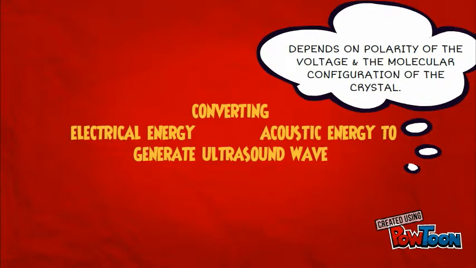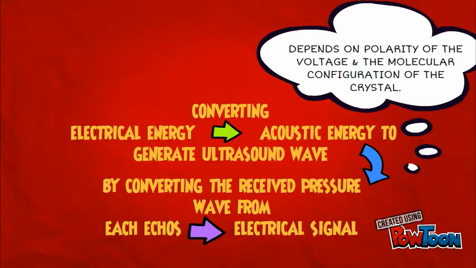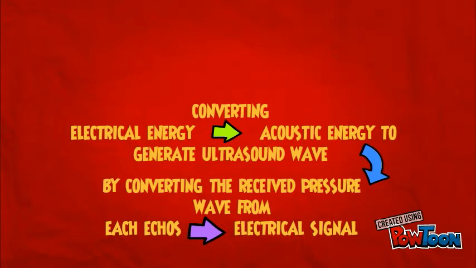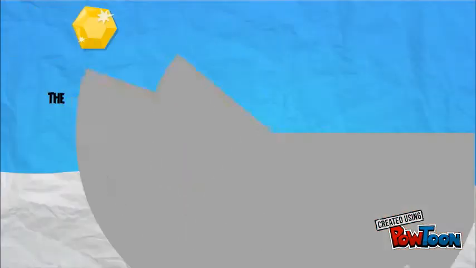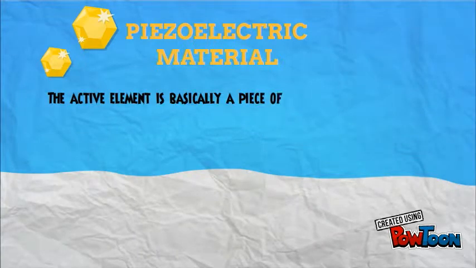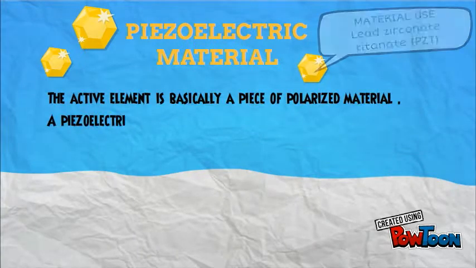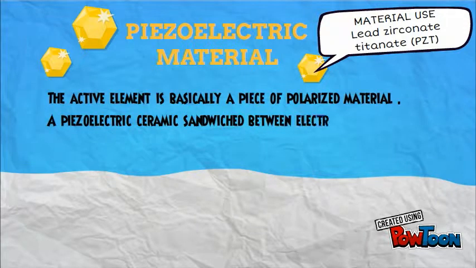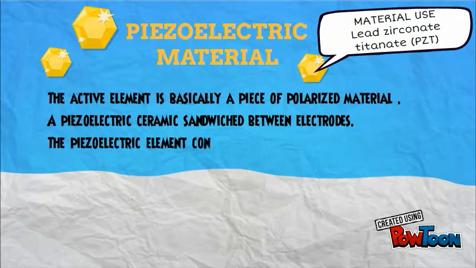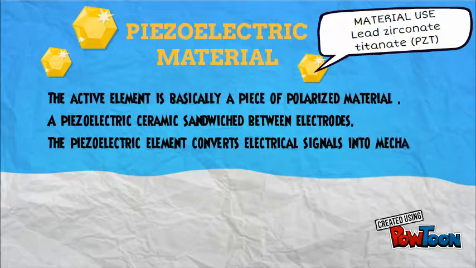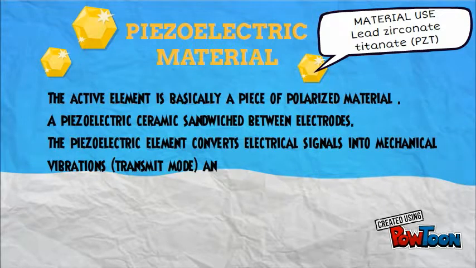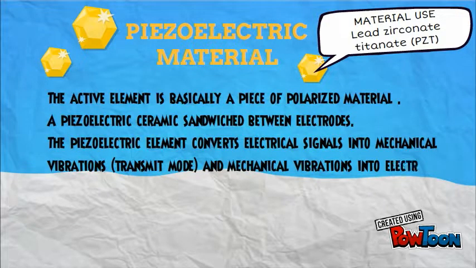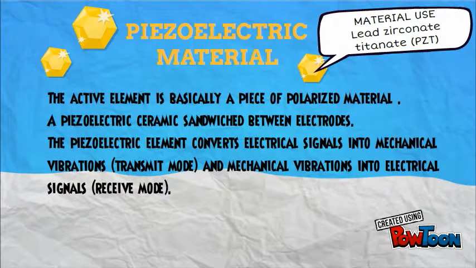They operate by converting electrical energy into acoustic energy to generate ultrasound waves, and by converting the received pressure wave from echo into an electrical signal to be processed into useful diagnostic information. The material used is lead zirconate titanate. The active element is basically a piece of polarized material. It is sandwiched between the electrodes. The piezoelectric element converts electrical signal into mechanical vibration and mechanical vibration into electrical signal.